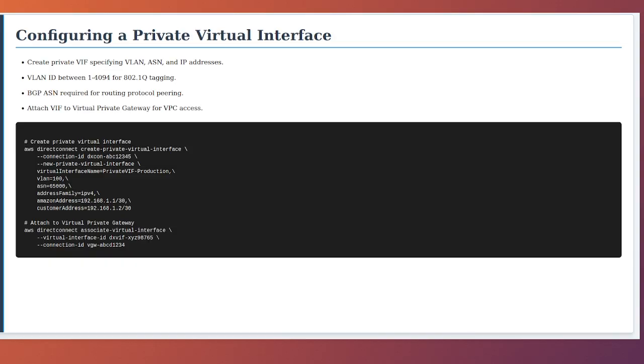For example, you might use 192.168.1.0/30, where 192.168.1.1 is the AWS side and 192.168.1.2 is your side. After creating the private VIF, you need to attach it to a virtual private gateway.